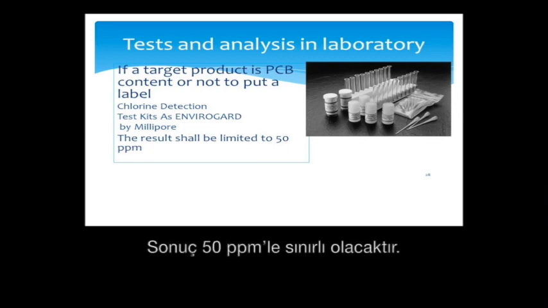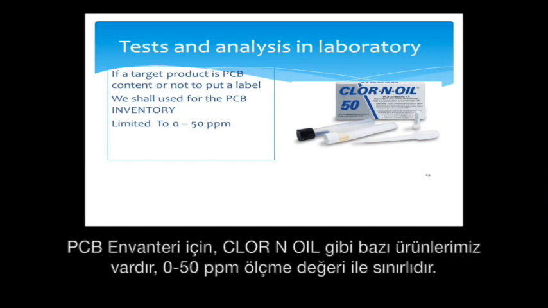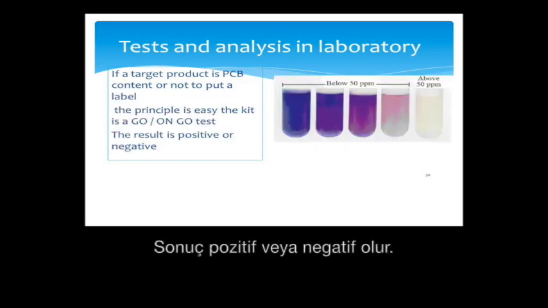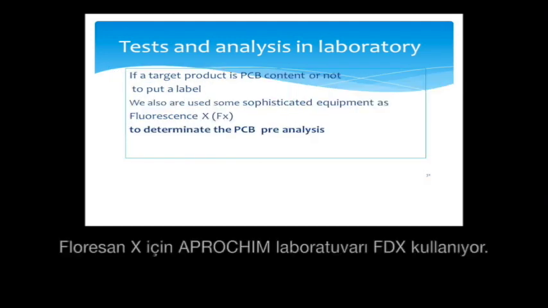We can use the chlorine detection test such as AveroGuard by Millipore. The result should be limited to 50 ppm. For the PCB inventory, we have some products like chlorinated oil limited to 0 to 50 ppm. The test is an on-site test to segregate what is more than 50 ppm from the rest. The result is positive or negative.